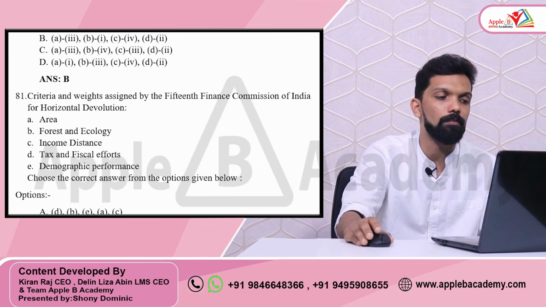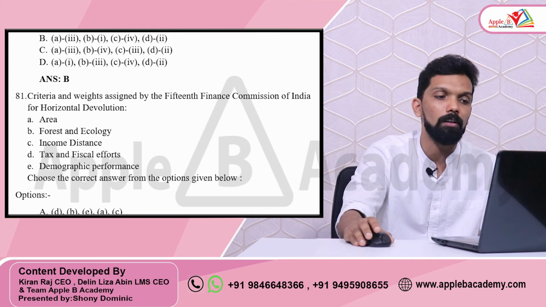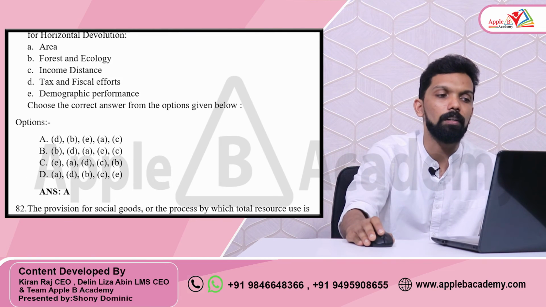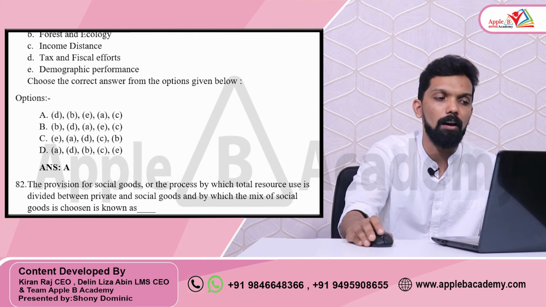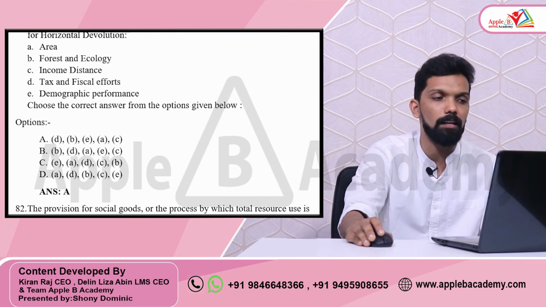Question number 81, criteria and weight assigned by the 15th Finance Commission of India for horizontal devolution. This question is also from the module public finance. Different weightage criteria are given: area, forest and ecology, income distance, tax and fiscal effort, demographic performance. So we have to arrange the criteria and different weights. The right option is A, so D, B, E, A and C is the weightage order.